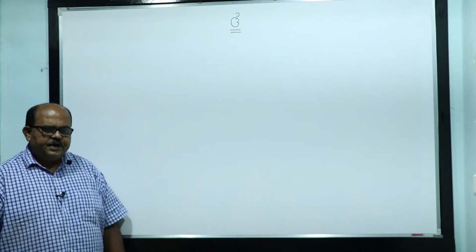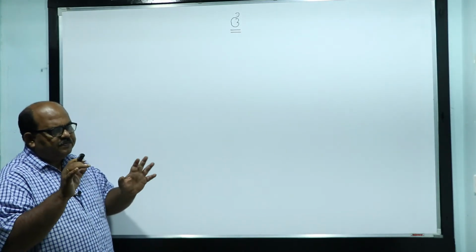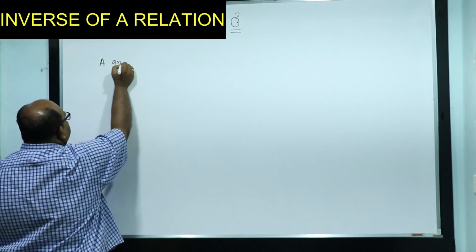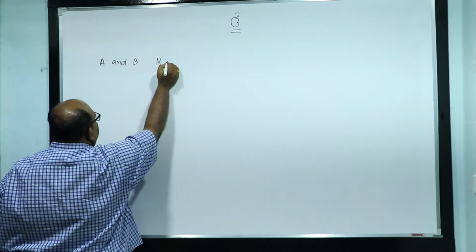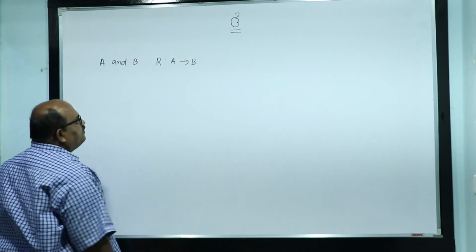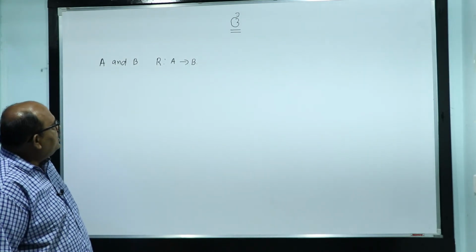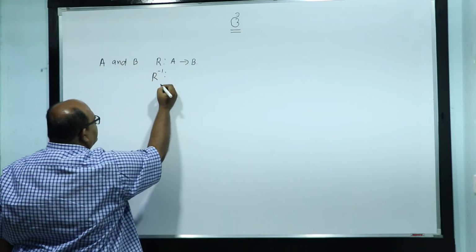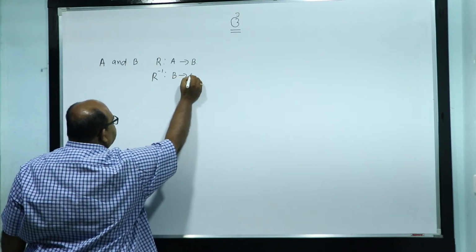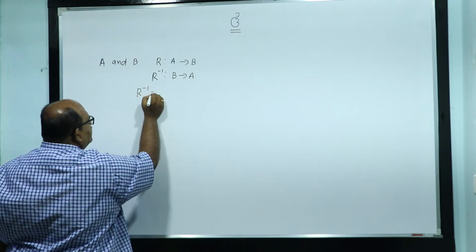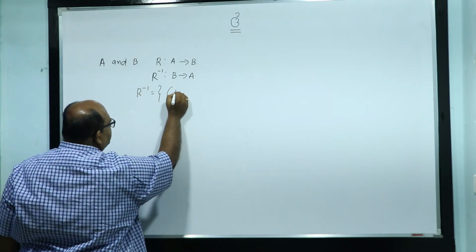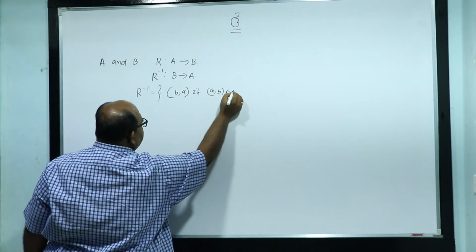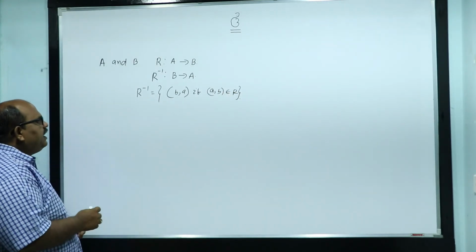Now pause the video and write the note. Students, now the point is inverse of a relation. If A and B are two sets and R is a relation from set A to set B, then the inverse of this relation is represented by this symbol. This is also a relation from set B to A, and this inverse is obtained or mathematically given as order pair BA if AB belongs to R. This is the mathematical definition.